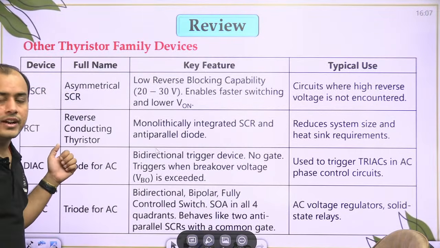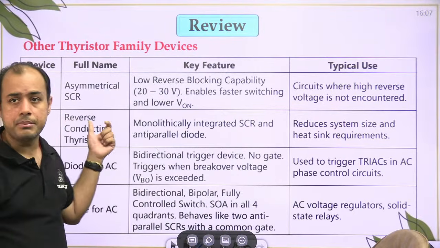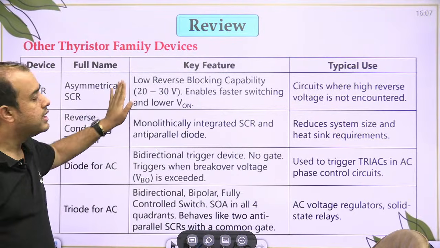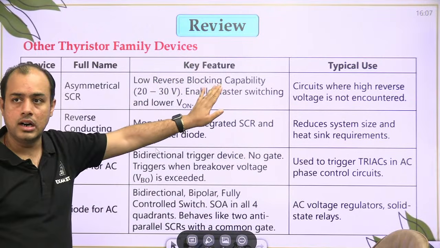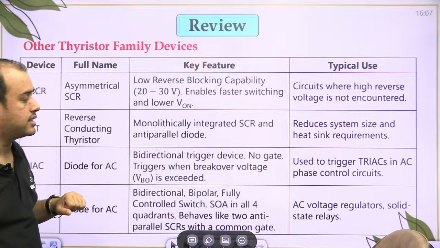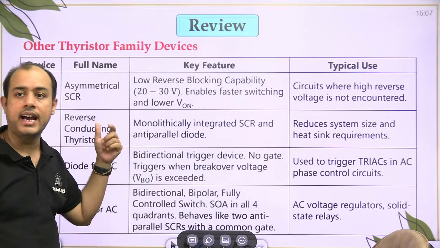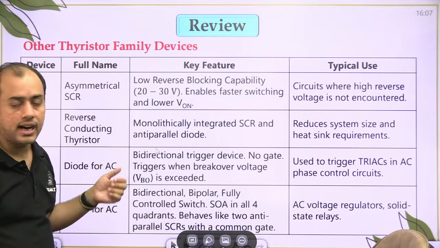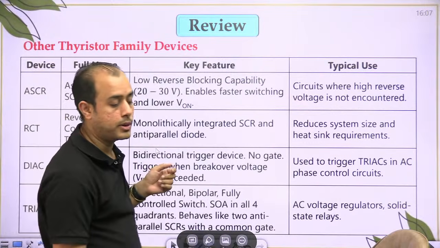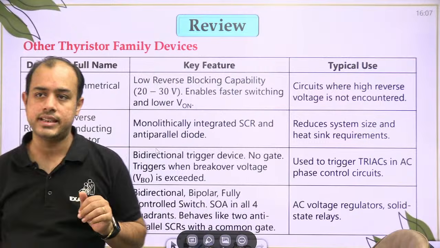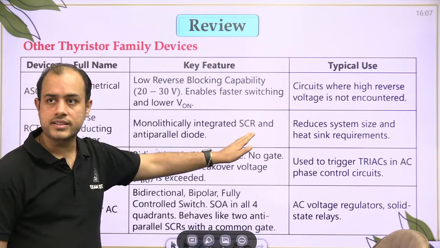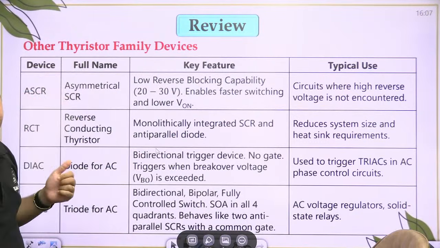Now, what are different family members of Thyristor? ASCR with low reverse blocking capability. It is used where high reverse voltage is not encountered. RCT has a monolithic integrated SCR and an anti-parallel diode. That is, an anti-parallel diode is integrated on the same IC. It reduces the size of the system and the size of heatsink.